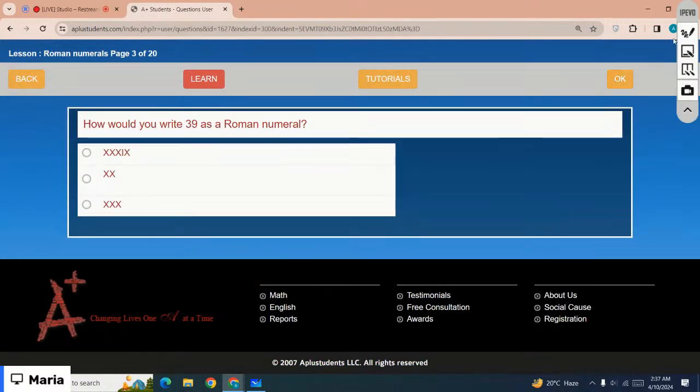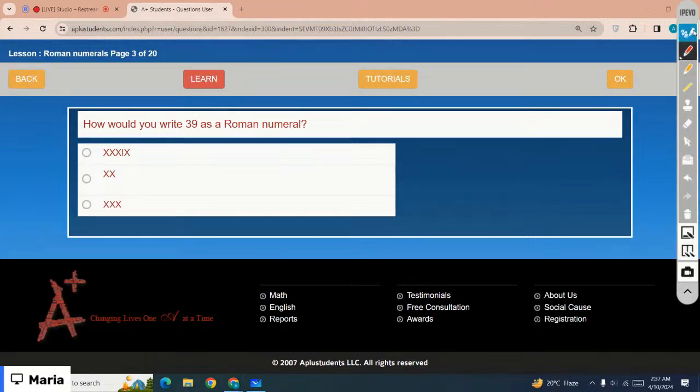How do you write 39? Okay, now just listen to me carefully. 39 means 30 plus 9. 30 means 10 plus 10 plus 10 and then 9. For this 10 you can write X, for this 10 you can write X, for this 10 you can write X, and 9 you can write IX. So yes, that is option number 1.